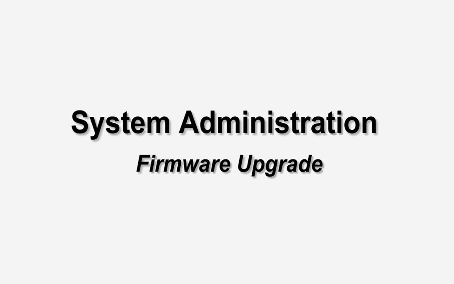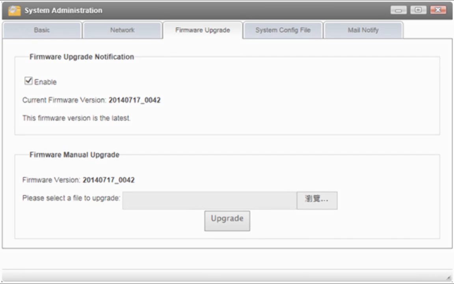Firmware upgrade. To upgrade, please download the update file from the support website first, then browse to the upgrade image file and click on upgrade. Upon completion, system will reboot itself.